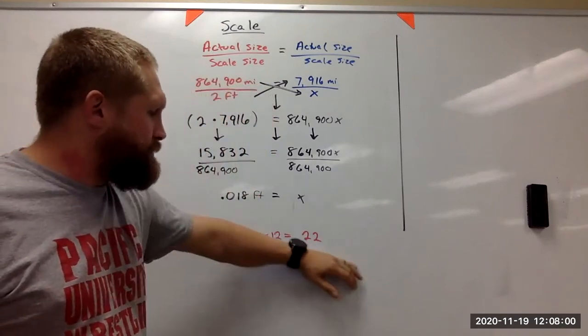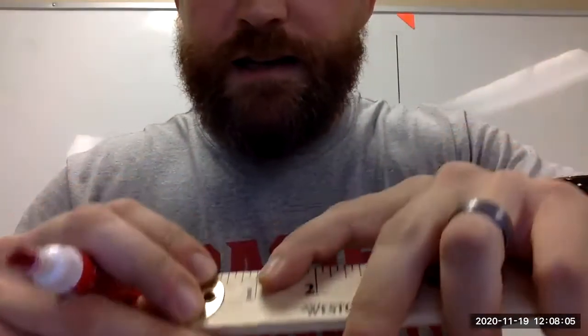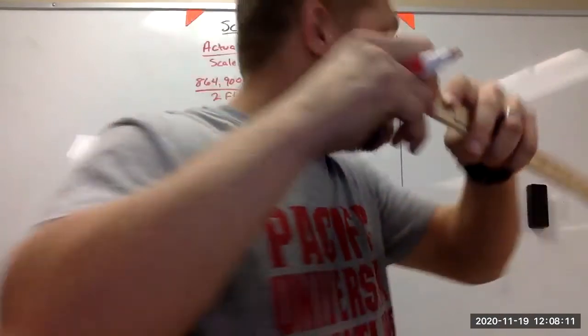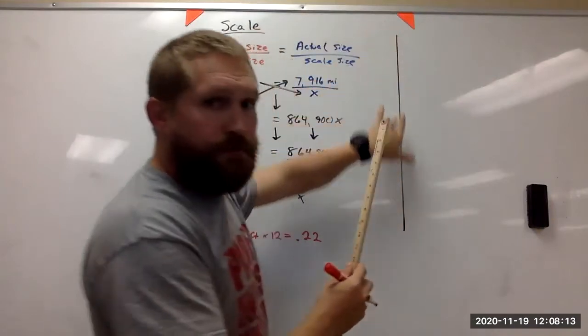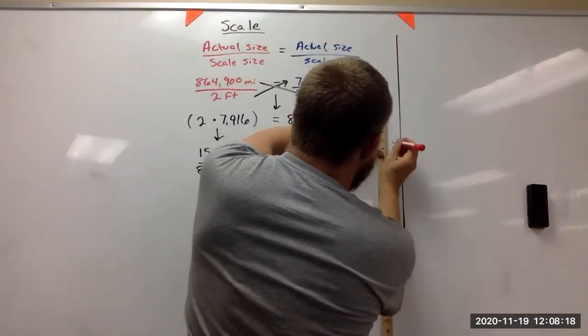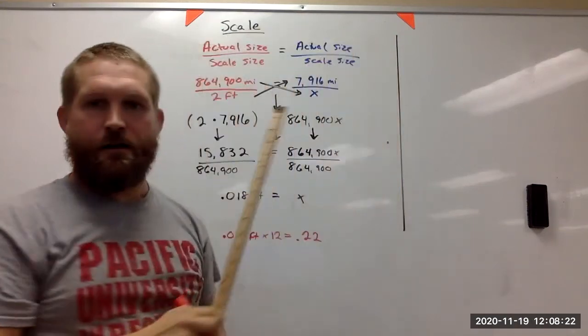So in our case here, I'm just going to look at my ruler and say, okay, well, here's an entire inch. This is an entire inch. 1, 2, 3, 4. Those are quarter inches. So Earth is going to be about this big at this scale. So we drew our 2-foot sun here. Now I'm going to draw my quarter-inch Earth. So here's the sun. That is how big the Earth would be.